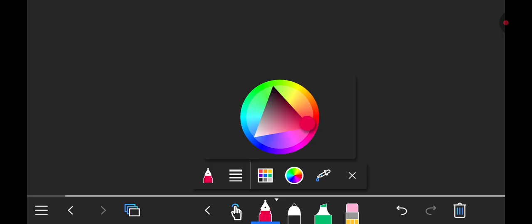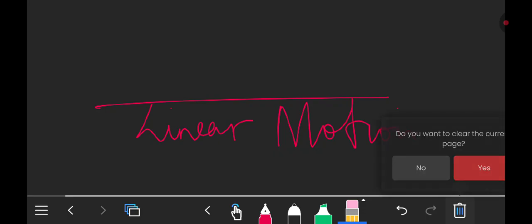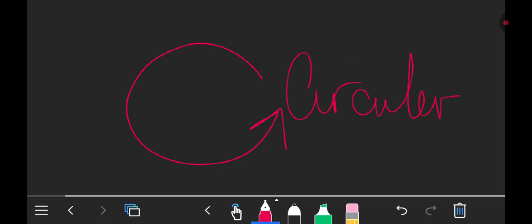So we're coming from a background where we did motion in a straight line, which we are calling linear motion. At this point, we are now discussing motion in a circular manner, and we are calling this motion circular motion or angular motion.